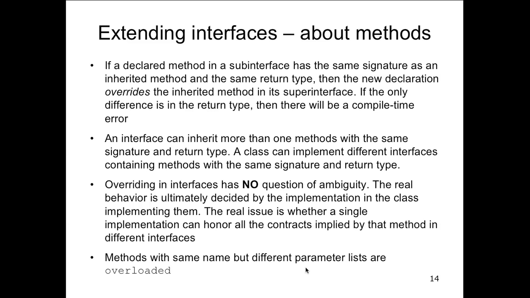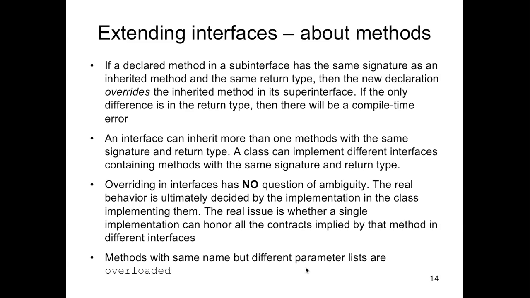Extending interfaces. Let's talk about the methods for a little bit here. So, we talked about the data previously. If a declared method in a sub-interface has the same signature, there's that word signature again, as an inherited method and the same return type, then the new declaration overrides the inherited method in its super interface. So it will override it.